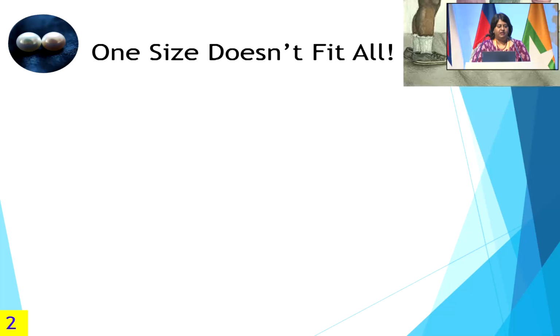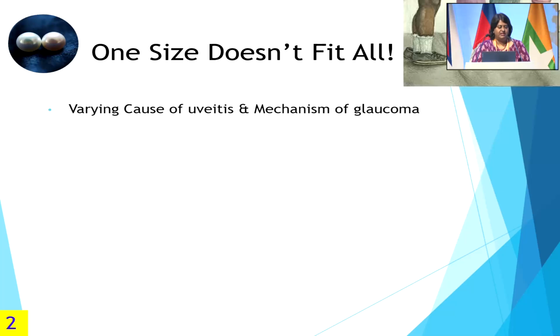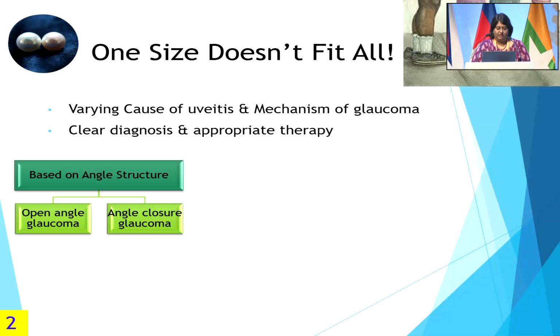The second pearl here is one size doesn't fit all. What it means is there are varying causes for uveitis and the mechanism of glaucoma also varies. But it is essential to find it because clear diagnosis and appropriate therapy depend upon that.